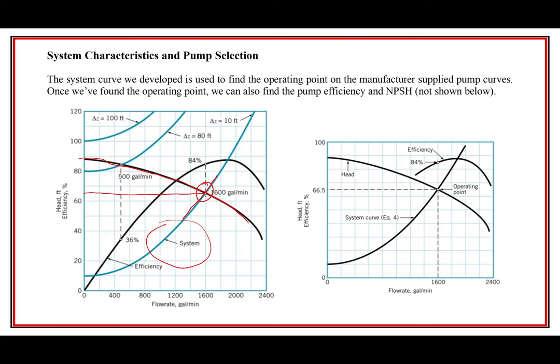Where they intersect right there, that's where we're going to predict the operating point. So we're saying we're going to predict with this particular pump that we're going to get 1,600 gallons per minute of flow, and that we're going to have an efficiency of 84%. And that the head that's going to be produced is right around 65 feet. I guess they found it to be 66.5. You could also, from this, determine what the net positive suction head required is going to be.